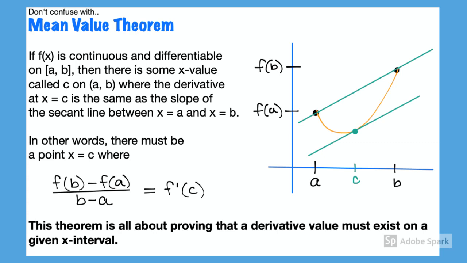In other words, there has to be a point on the interval called c, where if you take the slope between the endpoints, the derivative at that point c will be the same. And you can see from the picture why that makes sense. Unlike intermediate value theorem, which is all about showing that a y value exists, mean value theorem is all about showing that a derivative value must exist.